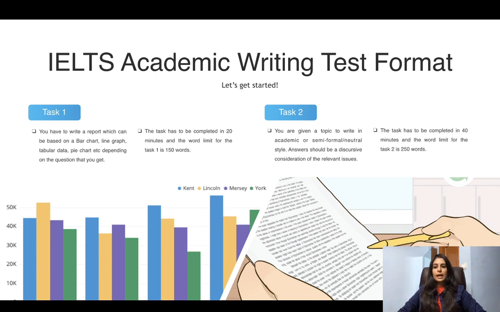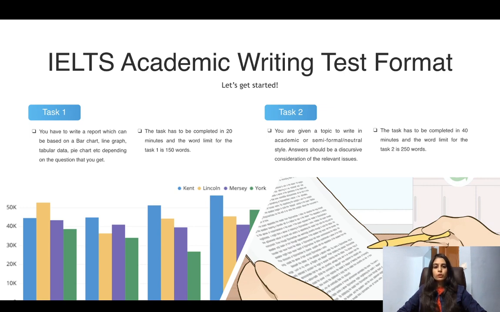What's different is that in task 1 you have to write a report, which could be based on a bar graph, bar chart, line graph, tabular data or pie chart. So there would be some graphical representation, and you would be asked to interpret it, give an overview and tell what you see in those diagrams, giving a comparative analysis of the same. So basically writing a report. We'll deal with it in detail later on, but this is what the question would be all about.